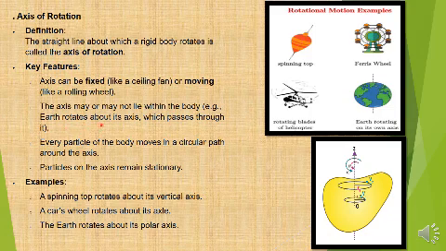This axis may or may not lie within the body, like Earth rotates about its axis. As you can see the Earth in this figure, it is rotating about its own axis. Now this line is its axis of rotation. A Ferris wheel rotating about its axis. A spinning top, its axis is this and it is rotating about it. Rotating blades of a helicopter. Every particle of a body moves in a circular path around the axis and the particles on the axis remain stationary. Again, giving you the examples of the spinning top, car's wheel and the Earth.